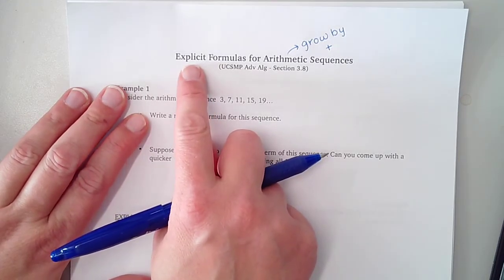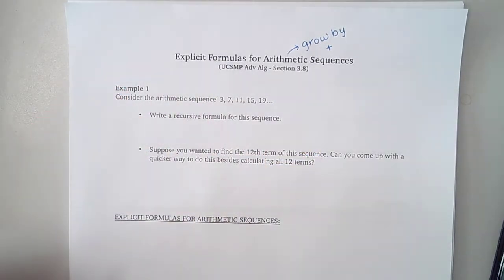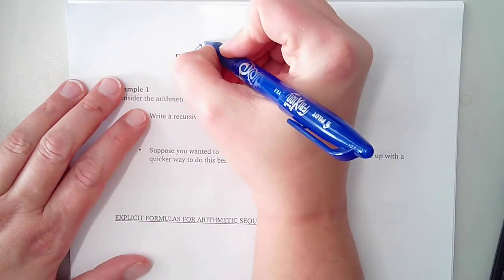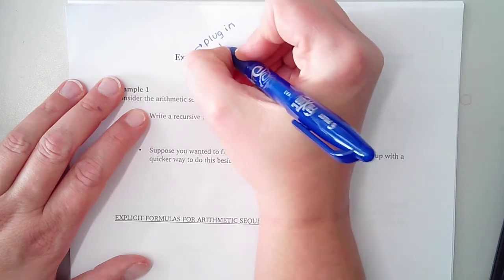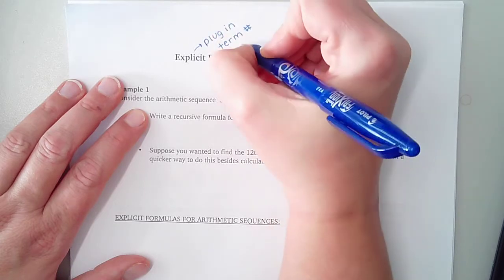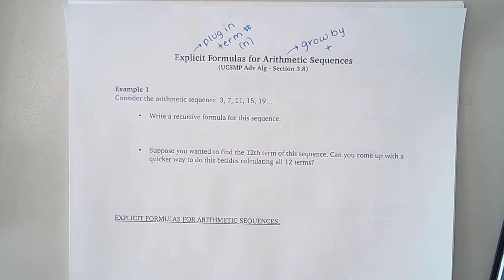Yesterday you were doing recursive formulas, but we learned the difference between these two things back in chapter 1. Explicit formulas allow you to plug in the term number and it'll spit out the term, okay? So instead of having to generate the entire sequence to find term 12 or term 50 or whatever it is you're looking for, we should be able to write a formula that will just link the term number to the term, okay? So that's our goal for today.